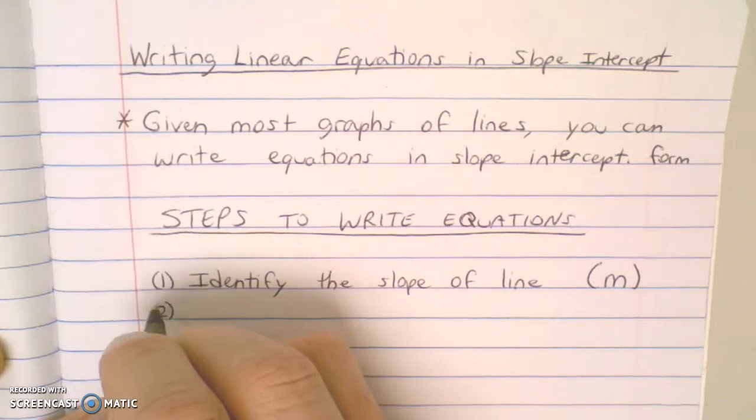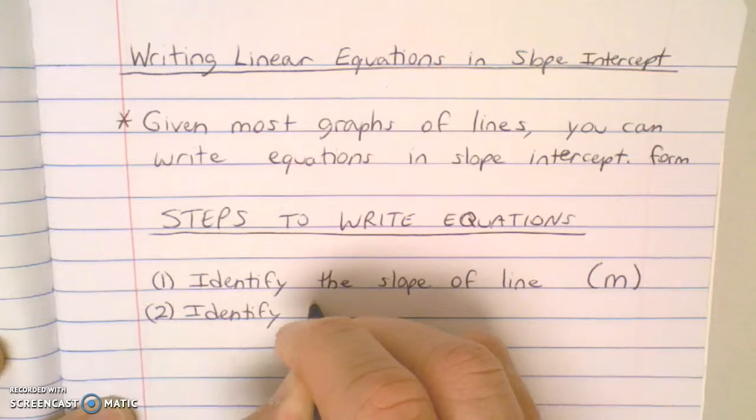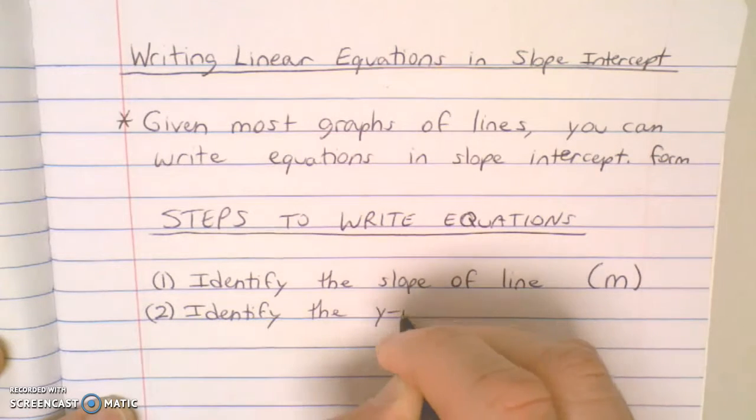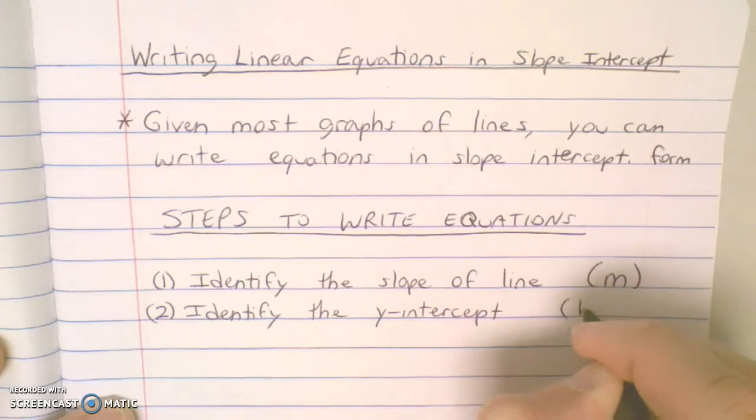After you figured out the slope, then you identify the y-intercept. And that's the coordinate, that's where the line is crossing on the y-axis. Remember, that's your b value.